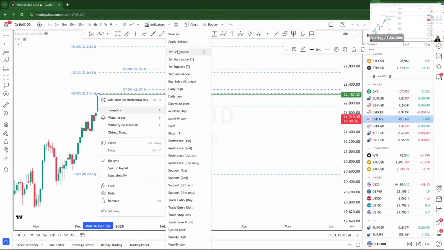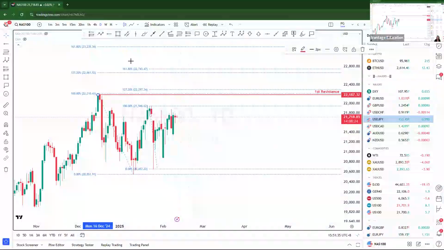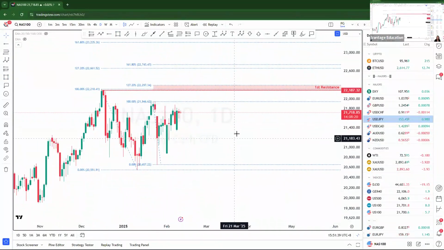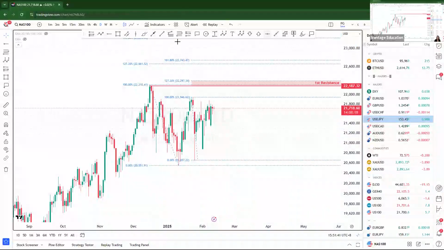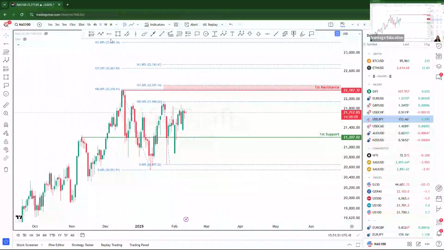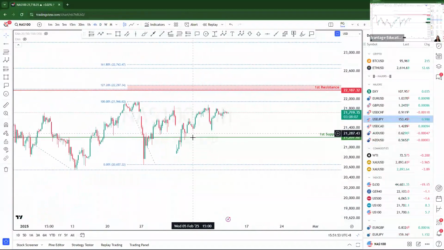This is your first resistance, right? This is the zone for the daily time frame. Okay, your support level, I will adjust again based on the H4. This is your first support. Okay, go to H4.